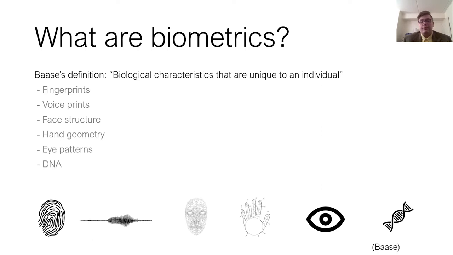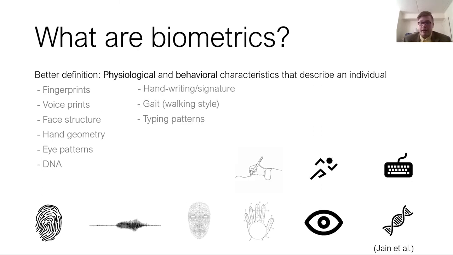So instead of using Bayes' definition, we're going to be using this definition, provided by Anil Jain and her awesome team of biometrics researchers. She defines it as physiological and behavioral characteristics that describe an individual. This newer definition includes all of the physiological traits that we just learned about, and various behavioral traits. So, add your handwriting and signature, your gait or your walking style, and your keyboard typing patterns to the list of things that are considered biometrics.